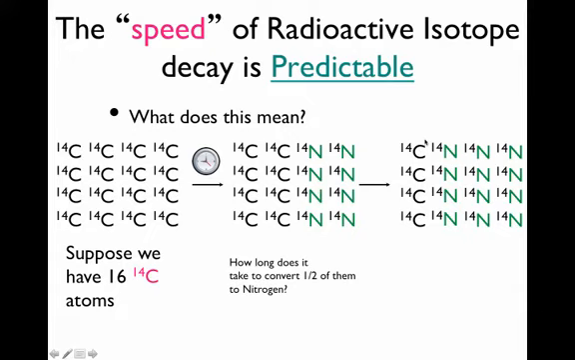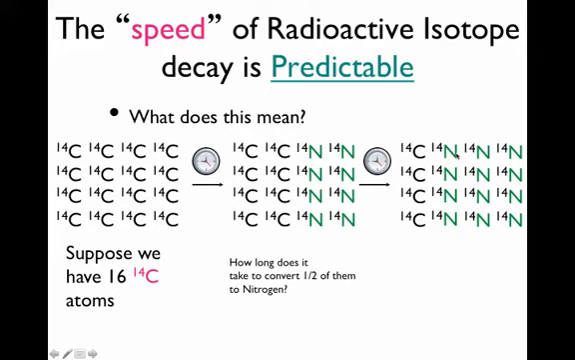The answer, which may or may not be surprising, is that it takes an hour as well. So it took an hour to have 8 of the 16 converted into nitrogen-14. It takes another hour to have 4 of the remaining 8 converted into nitrogen-14 as well. And some of you may know that, some of you may have even guessed that, but it's not immediately obvious that that would be true, that it would take the same amount of time.